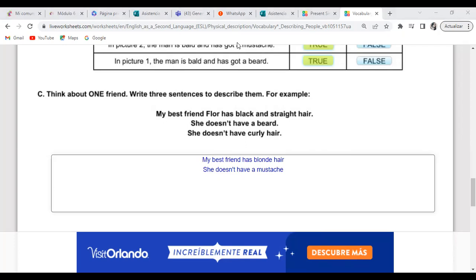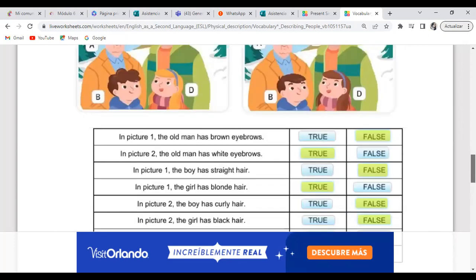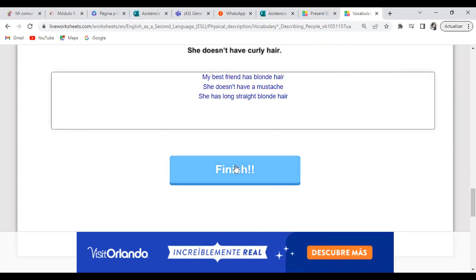She has long straight hair. Okay. She has long straight blonde hair, ¿no? Pues ya le podríamos aumentar el blonde hasta el último, que es el color. She has long straight blonde hair. All right. Very good. Vamos a revisar si el ejercicio estuvo bien.